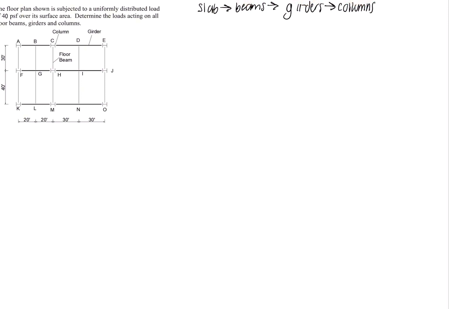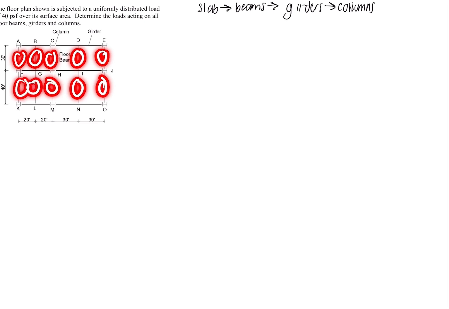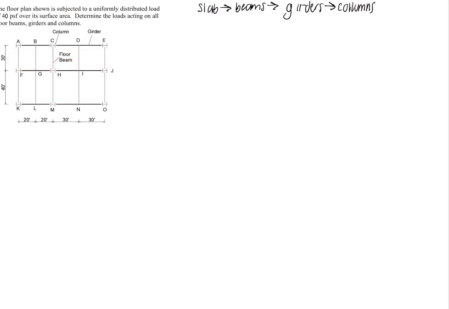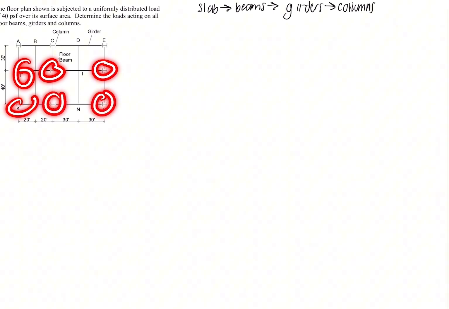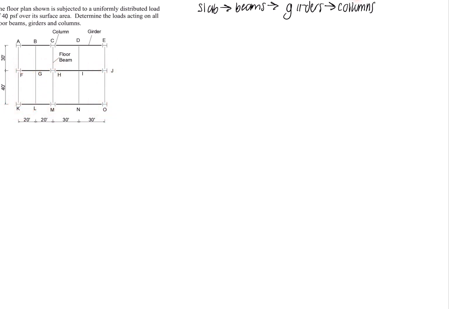The beams are these that I'm circling. There are a total of 10 beams. The girders are these. There are a total of 6 girders. And the columns are these in the corners. There are a total of 9 columns.